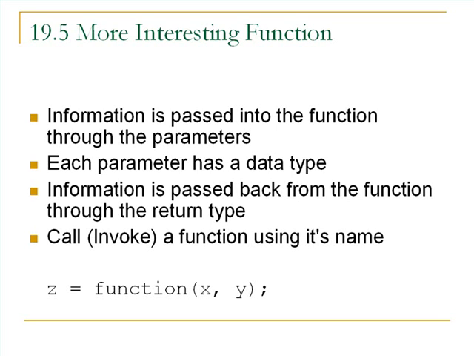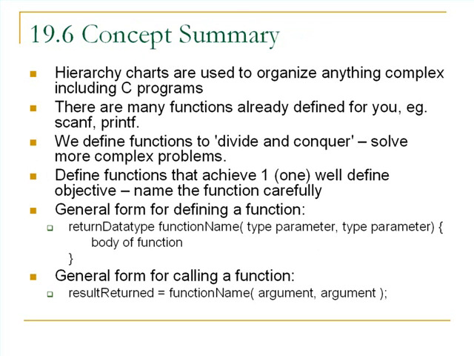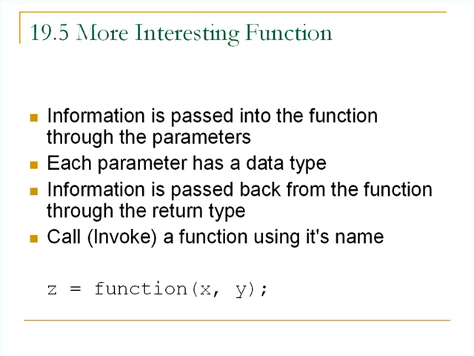Now here at the bottom of this slide is the general form of calling a function that takes two parameters and gives back one piece of information. So if we write z gets function of x and y, we see that x and y are the values that we're passing into the function, and the function call itself will evaluate to whatever value is returned. We take that and we assign it to the variable z.